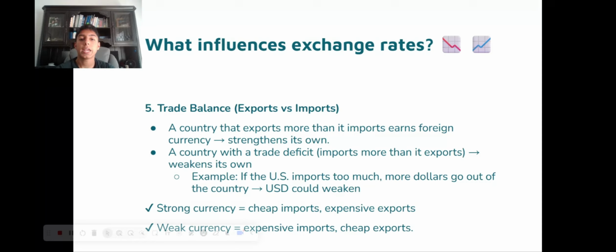Lastly is trade balance. If a country exports more than it imports, it's earning more foreign money, which can strengthen its currency. But if it imports more than it exports, it's sending more of its currency out, which can weaken it. An example is if the US imports too many goods from other countries, more dollars are flowing out than in. The US dollar may weaken over time.